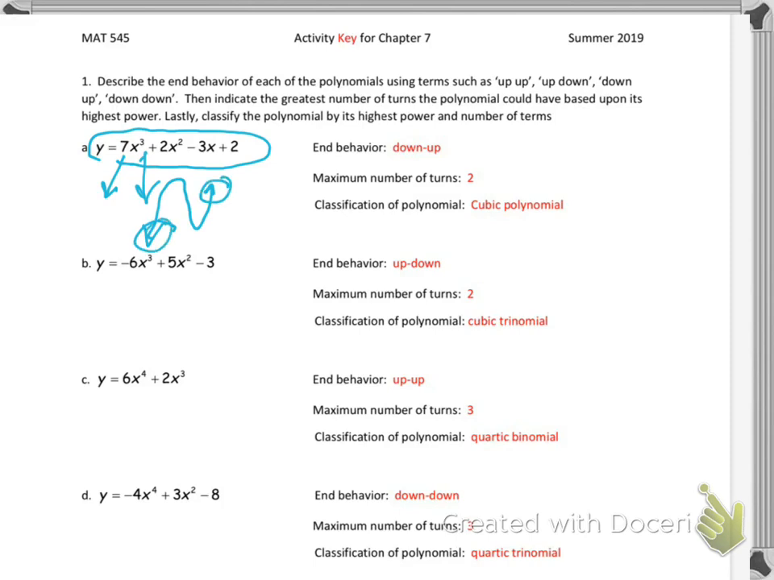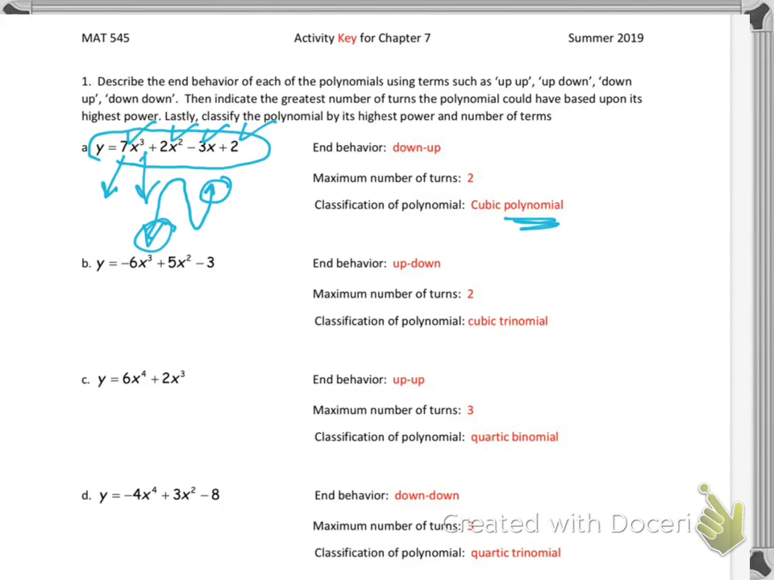Okay, the maximum number of turns is 1 less than the highest power. So since the highest power is 3, the number of turns is 2. Okay, the classification, it's a cubic because the highest power is 3. And we call it a polynomial because the number of terms, so 1, 2, 3, 4, is more than 3. So it's just classified as a polynomial. Okay, so that's the first problem.